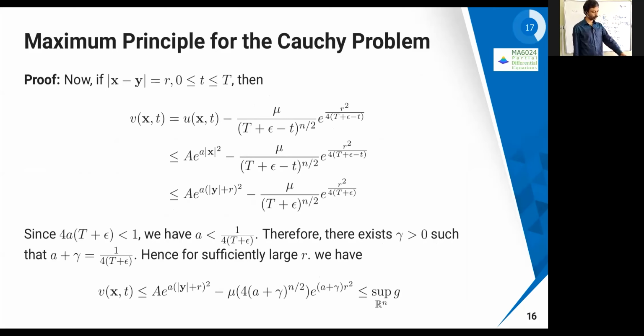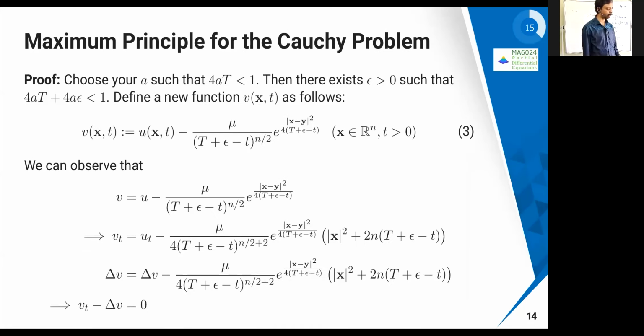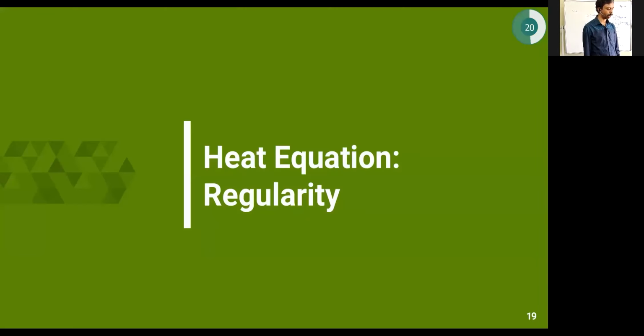Now we'll come to the other one. This is again one more thing. Again, the uniqueness for the boundary Cauchy problem we have also learned. So this is like the maximum principle for the Cauchy problem, and this is uniqueness for the Cauchy problem. Now we'll come to the regularity.